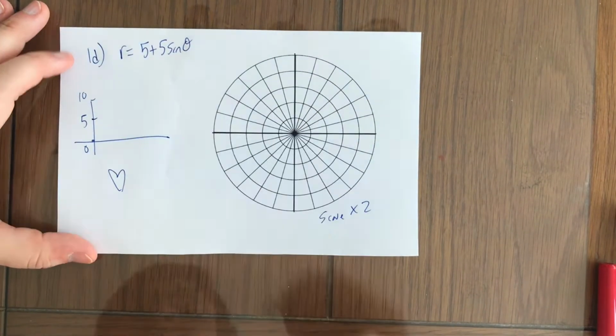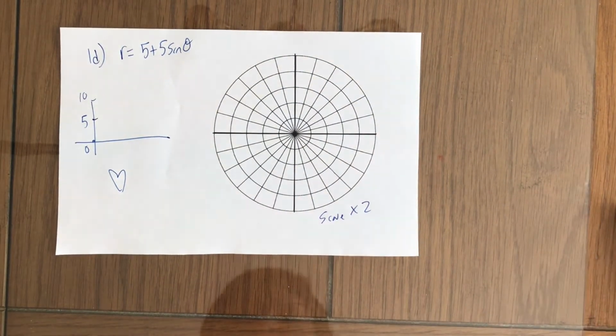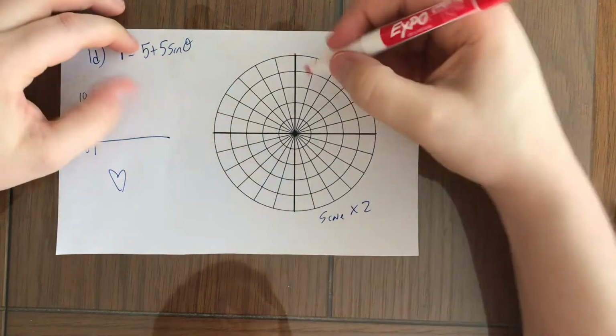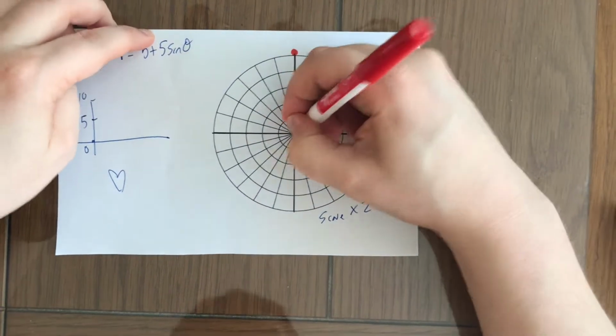So this is going to be the heart. I also knew that because a and b are equal to each other. It's sine, so I know it's opening up and down. So I'm going to do 5 plus 5 is 10. Down here, I'll do 5 minus 5 is 0.